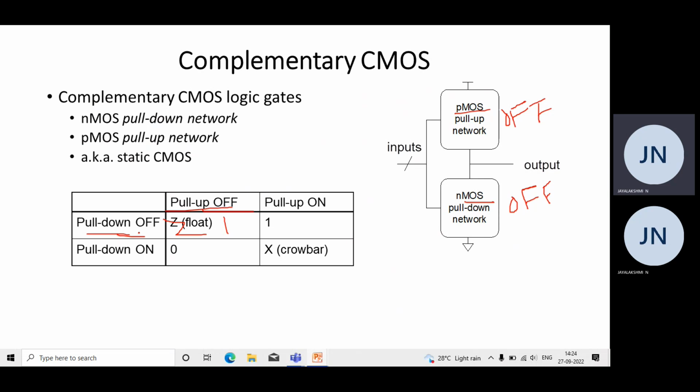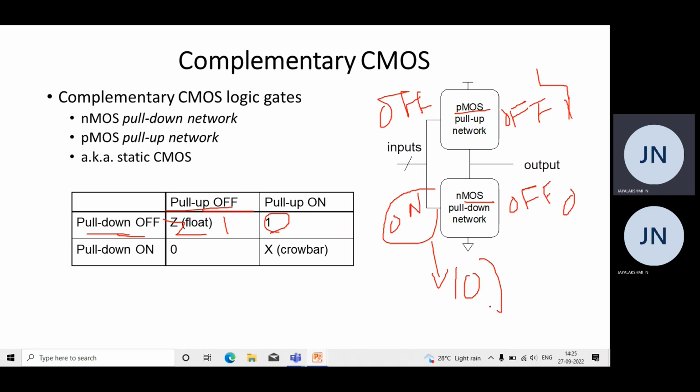Suppose the pull-up is on, which means its value is 1, and the pull-down is off, which means it is 0. Then this 1 is tied to VDD, so the output is 1. Next, if the pull-down is on, which means the NMOS is on, and the pull-up is off, then the output is 0, because whenever the NMOS transistor is on, it is connected to ground, so its value is 0. Next, if the pull-up is on, meaning the PMOS is on, and the pull-down is also on, we call the output X. We can also call this crowbar.